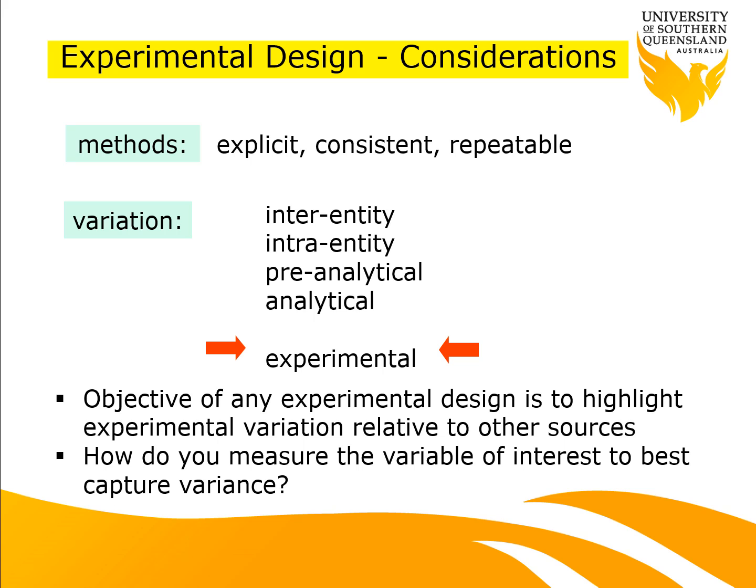So some things to consider about experimental design. Your methods need to be explicit, consistent, and repeatable. Repeatable is incredibly important. Science does not move forward based on one study. The only way our knowledge about the world improves and becomes more and more reliable is when a study is repeated and finds very similar results.